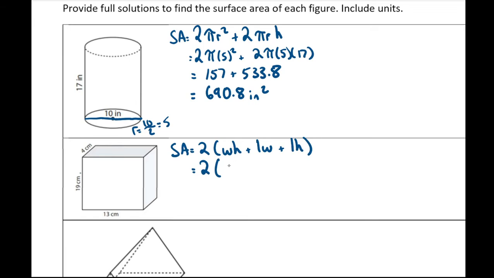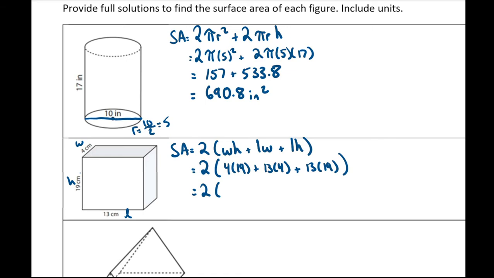So 2 times, we have 19 times 13. Actually, let me go back and label our dimensions first: width, height, length. In the end, it really doesn't matter as long as we have the correct combinations, but this will make it a little bit easier. So width times height, 4 times 19, plus length times width, 13 times 4, plus length times height, 13 times 19, and that's one giant calculation.